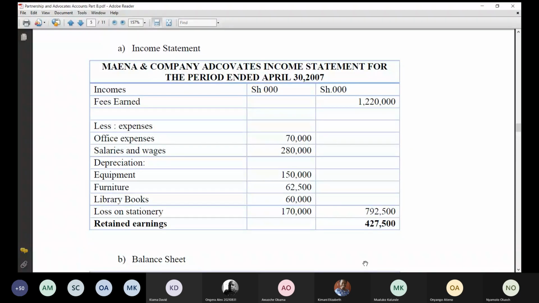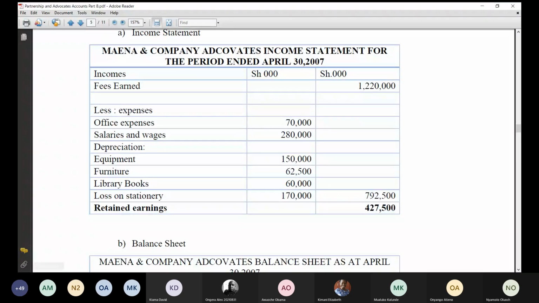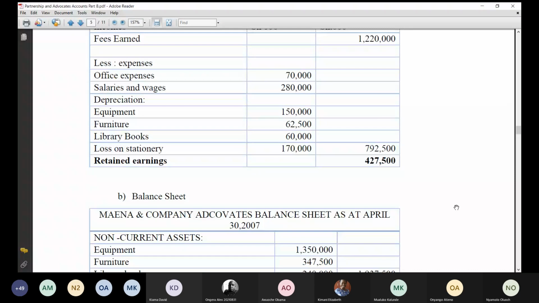The examiner might also give you a scenario resulting into a gain, and that gain then you would credit, just the same way we did with the decrease in the provision in the other question, which was a gain. So that gain was treated as other income. So then your retained earnings or your net profit then would be 427,500. So remember, the retained earning would go under owner's equity in the balance sheet.